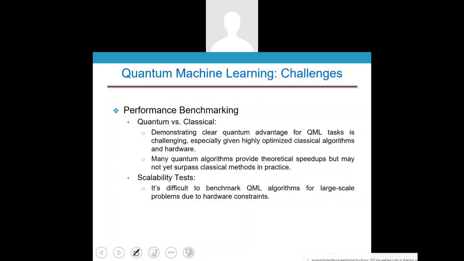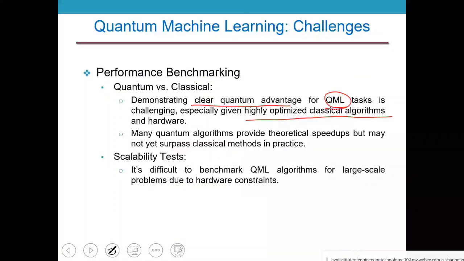Then performance benchmarks are another challenge. Quantum versus classical: demonstrating clear quantum advantages for quantum machine learning tasks is challenging, especially given optimized classical algorithms and hardware. Many quantum algorithms provide theoretical speedups but may not surpass classical methods in practice. When it comes to the practical, not that much.